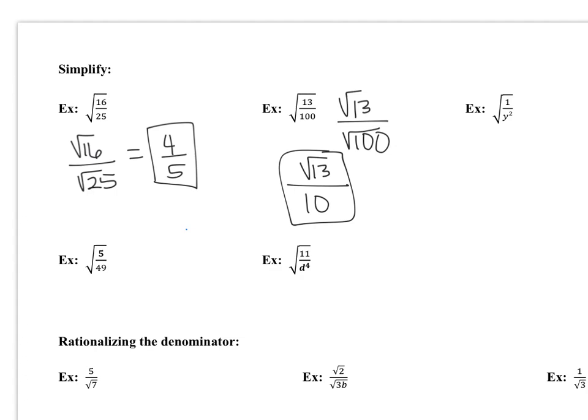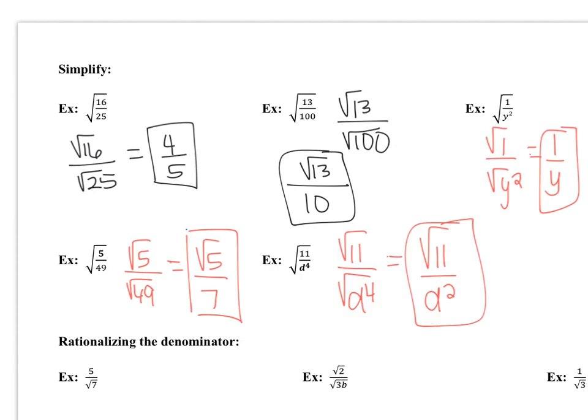So on this first example, we'd split it into the square root of 1 over the square root of y squared. So I know the square root of 1 is 1, the square root of y squared is y. So my final answer is 1 over y. Here I'd split it into the square root of 5 over the square root of 49. I don't know the square root of 5, but I do know the square root of 49 is 7. Here I'm good because I do have a radical, but it's in the numerator, and it's not a fraction inside the radical. So I'm good to go.